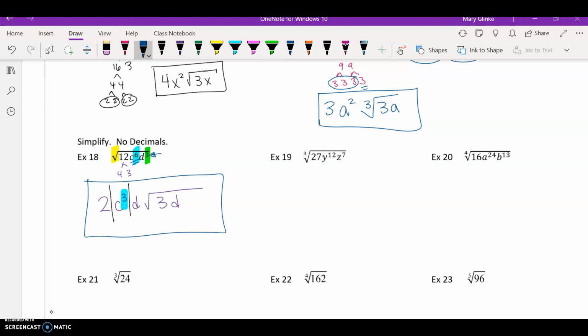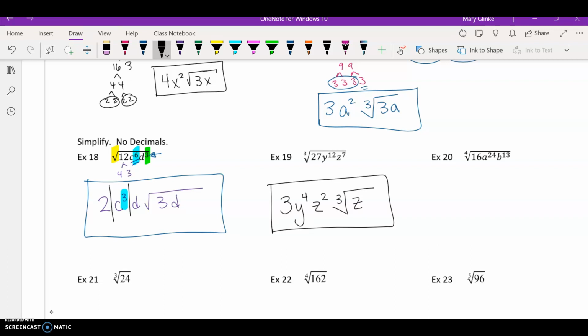So for number 19 here, you take the cube root, meaning you take 27, break it down, and look for groups of 3. The cube root of 27 is 3, so that ends up being nice. For your y's, if you have 12 y's and you're grouping them in groups of 3, you would have 4 groups. For z's, you would have 2 z's, 2 groups of 3. And left behind for this one is only 1 more z.